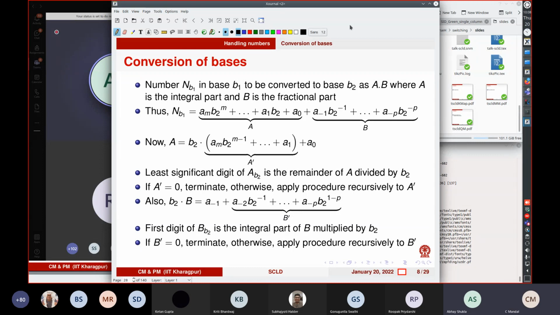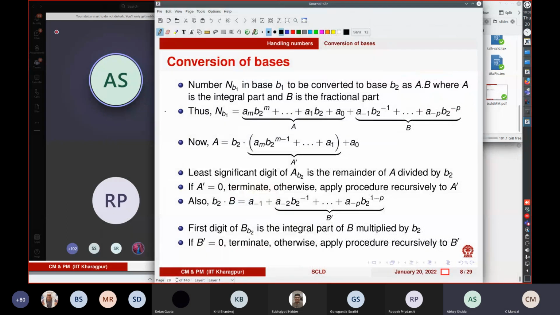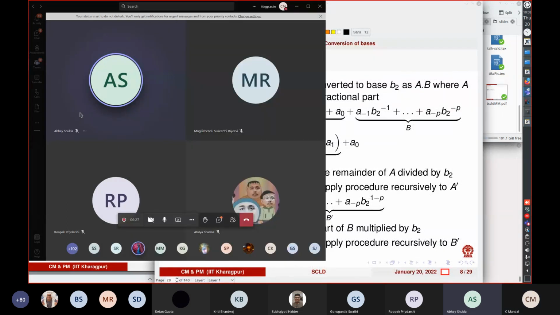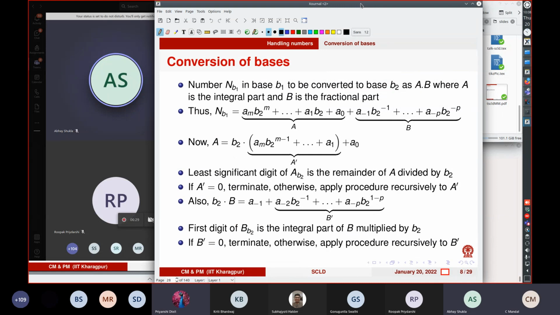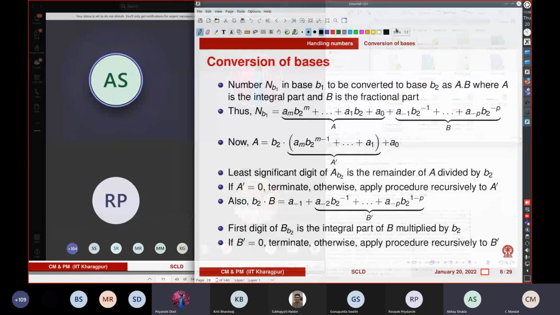I've just put this together, so I hope this is okay. Do you have any questions regarding this part? Sir, this conversion, is it applicable for any base? This is general, as you can see. Yes, sir, general. All right.